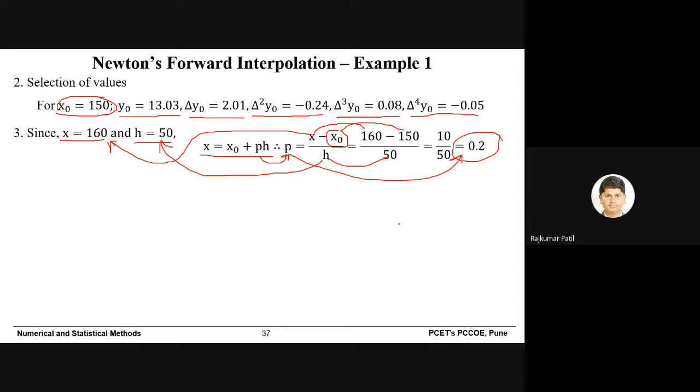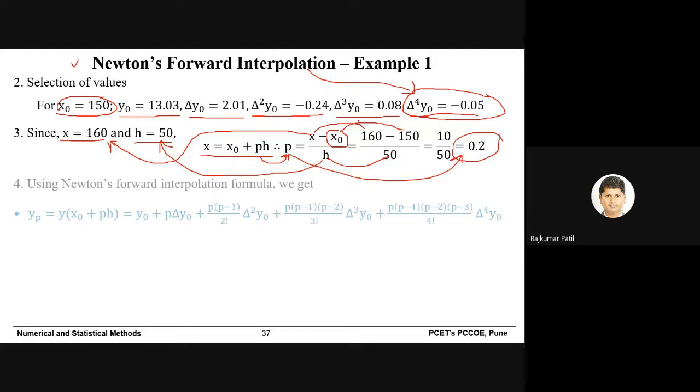So we also calculated the value of p as well. Now here the highest value of del is del raised to 4 y naught. So we need to write the formula for Newton's forward interpolation up to del raised to 4 y naught. If you consider del raised to 5 y naught, then you can add additional terms.